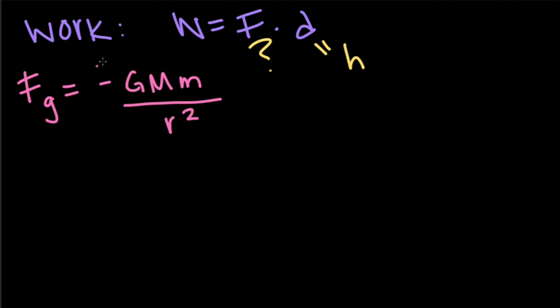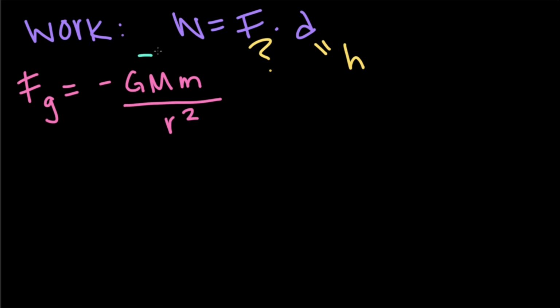Now in this case, G is the universal gravitational constant, big M is the mass of the Earth, and little m is the mass of the object. And r is just the distance between the center of masses of the objects. And in this case, that's just the radius of the Earth. And this negative sign here means that the force of gravity is attractive. It's always trying to pull two bodies closer together.